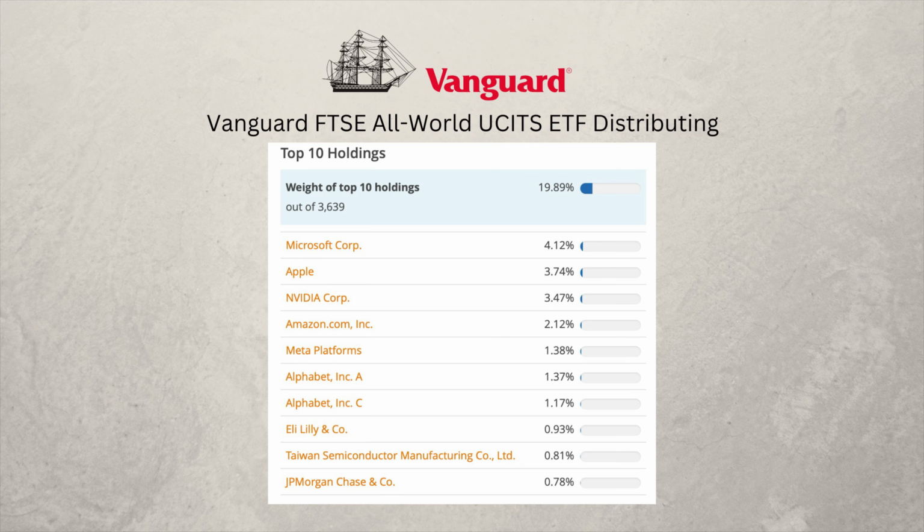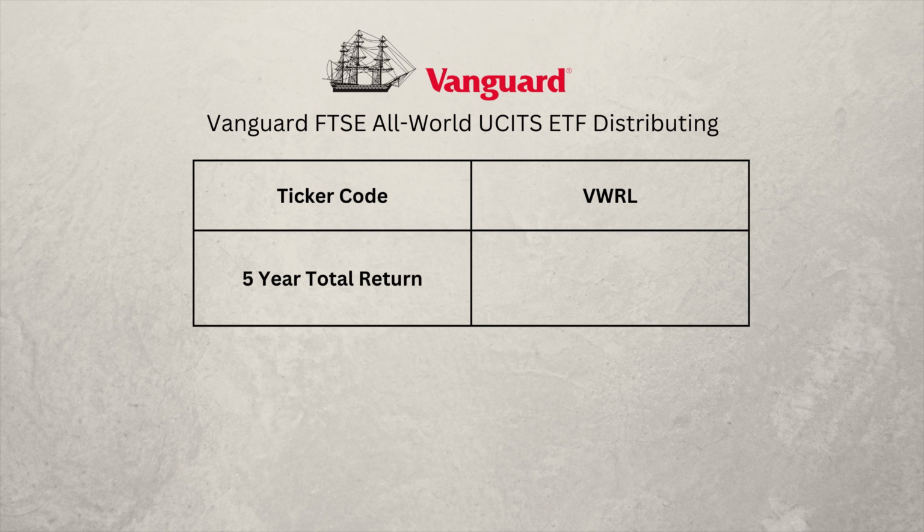So what about the performance? Well, over the last 5 years, the total return, that's the dividends plus capital growth, is 61.9%. In simple terms, £1,000 invested in this ETF 5 years ago would now be worth £1,610. Now, do be aware that this is over the last 5 years, and past performance is no guarantee of future returns. And nothing in this video should be considered financial advice.